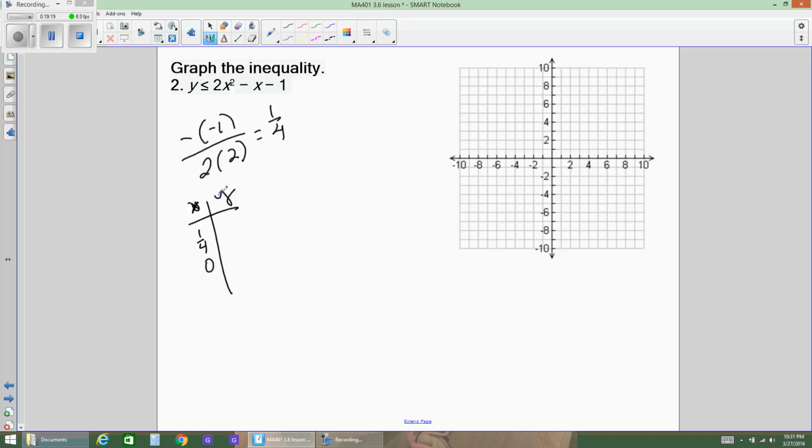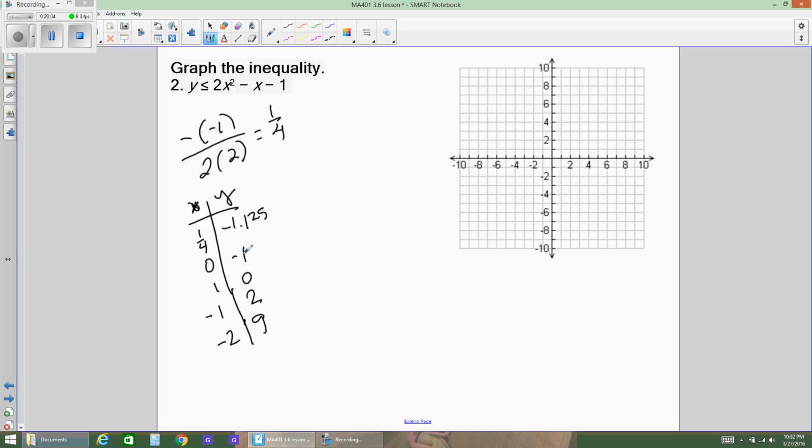Okay, so I'm getting that 0 is supposed to be negative 1. I'm getting that 1 is a 0. I'm getting that negative 1 is a 2. Negative 2 is a 9. And I haven't figured out the value for 1/4 yet because I need to go back there. And for 1/4, I'm getting negative 1.125.